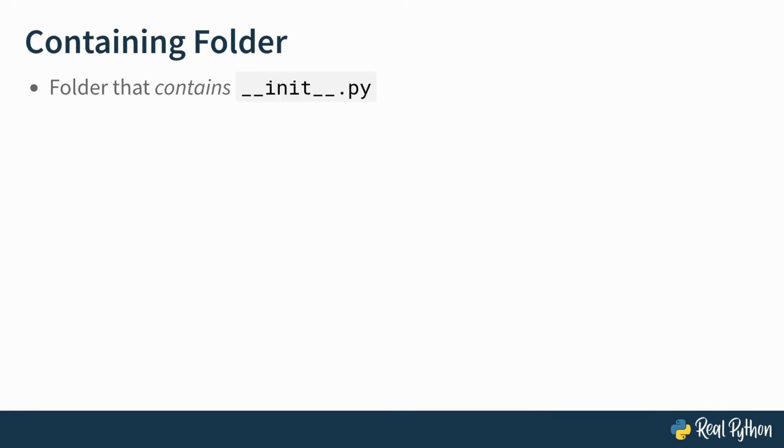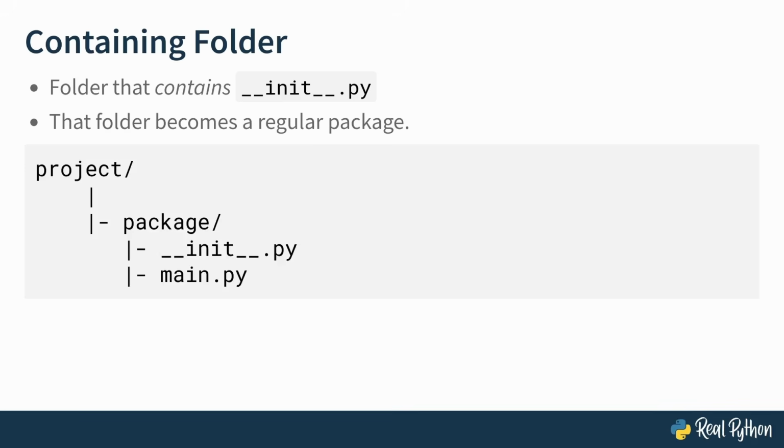So the containing folder, well, that is the folder that contains the dunder init.py file. I think that makes sense. And so it's that folder that becomes a regular package. So imagine you have the following structure. You have a project folder. So I've included a / behind the word project to show you that it's a folder.